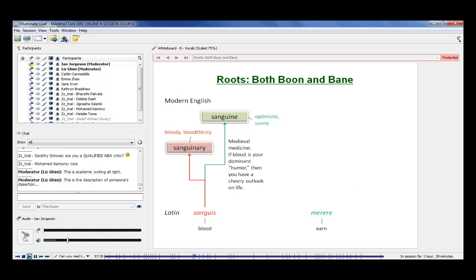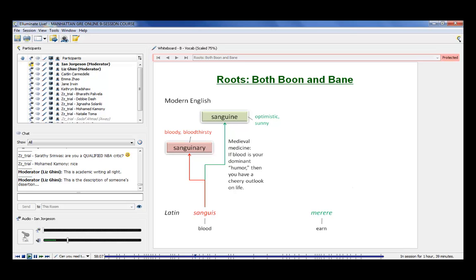So the point I want to make is knowing the root sanguis helps you out a little bit, but until you've also learned that one way to use blood is in an English word that's a very strongly negative word, and another way to use it is in an English word that's a very positive word. Until you recognize that, you're going to struggle with those words on the test. Here's an even more extreme example.